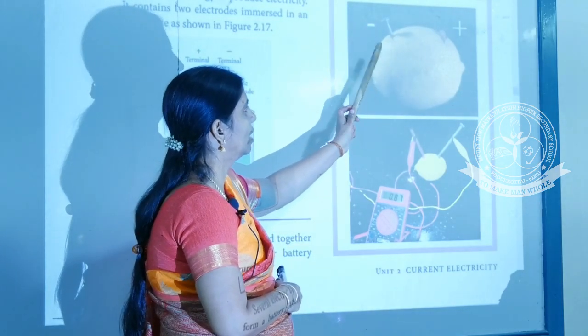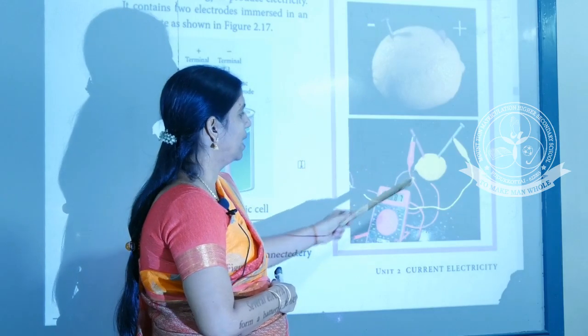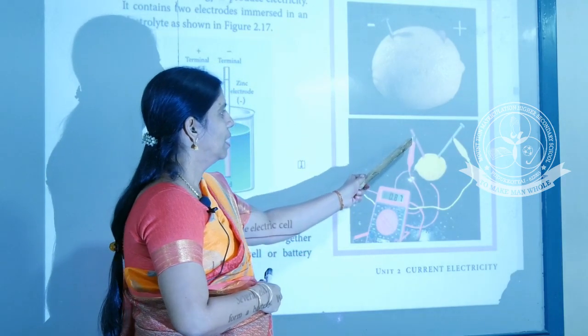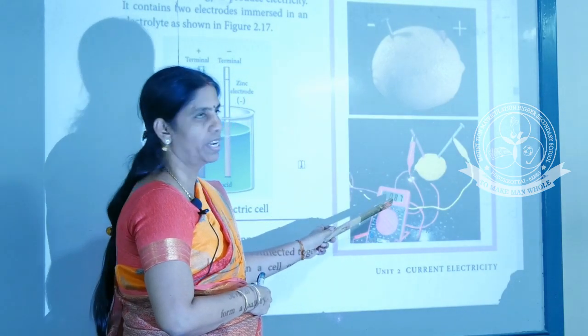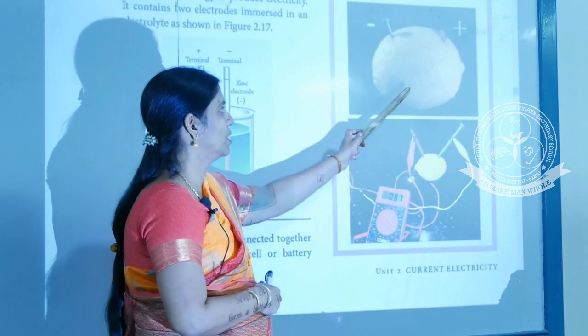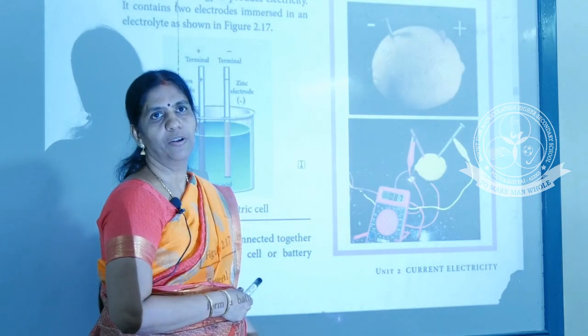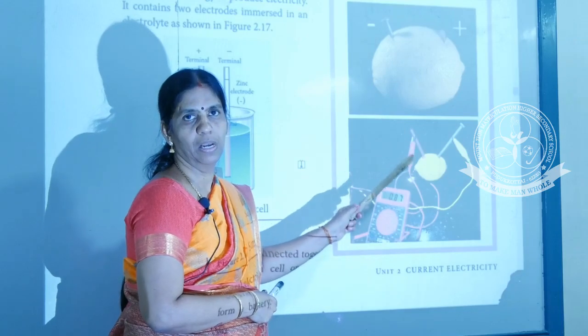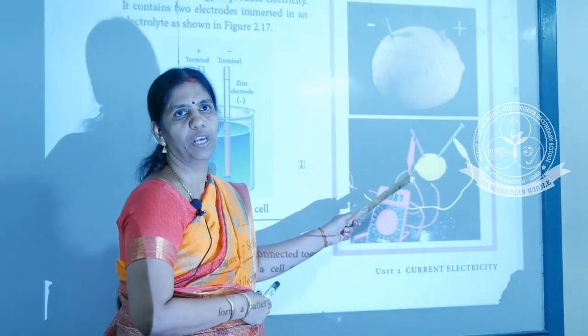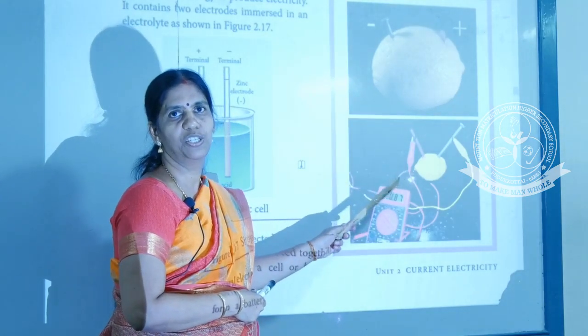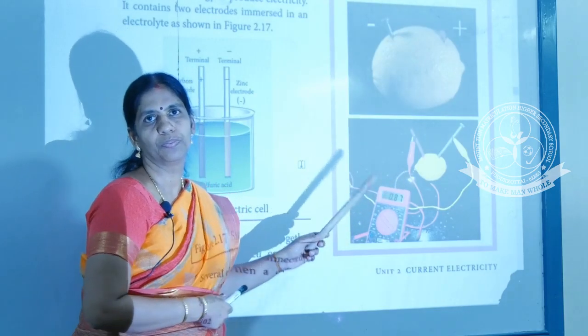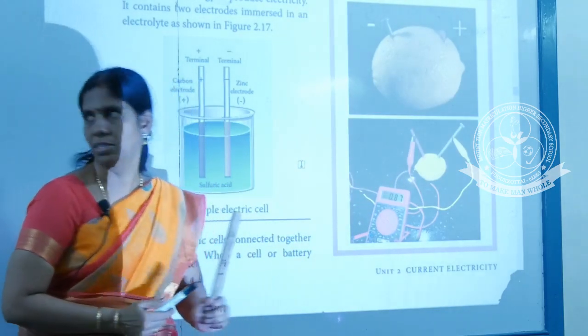When these are kept, and if you take leads from a multimeter, it shows a certain voltage developed inside the lemon, which is the EMF of the lemon. The lemon is a source of EMF which gives necessary energy for any charge to move. This is a simple activity we learnt.